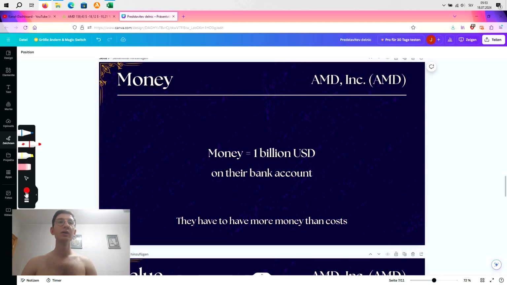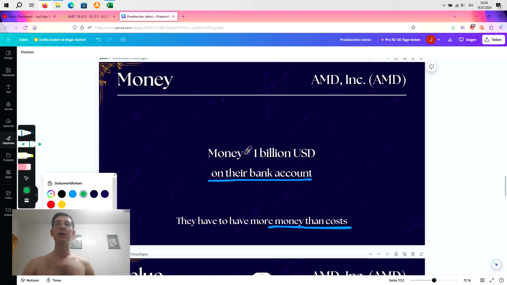Now we come to the money, and with the money we literally measure money that they have in their bank account. For example, you are a young man, you probably have 200, 300 euros in your bank account. Here it is exactly the same thing. We measure how much money they have in their bank account, and preferably they should have more money than the costs. Now, how do we know that? You are a smart man, I always say that, use your brain. Look, they have plus $1 billion in their bank account, which obviously means that they have more money than the costs.